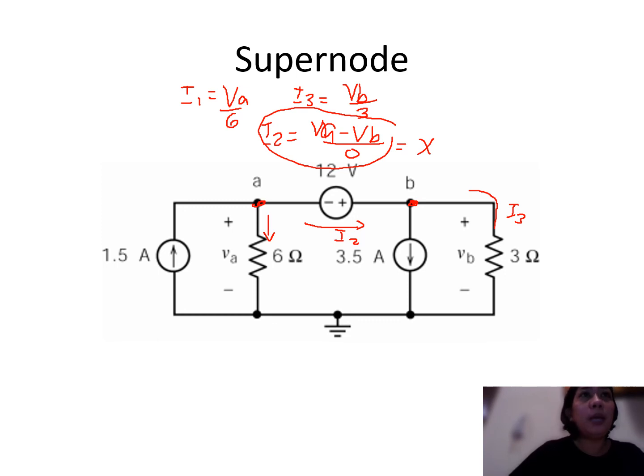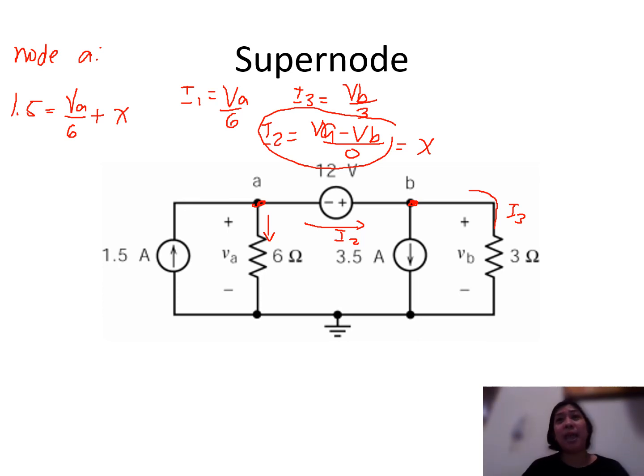Now, let us go to node A. What do we have in node A? Since this current is entering and not leaving node A, we're going to treat this as negative. So we have here 1.5 since it is entering. That is equal to the two currents both flowing away from node A, which is your I1, VA all over 6, plus your I2. Since I2 is equivalent to x, we write plus x. Let us now go to node B.